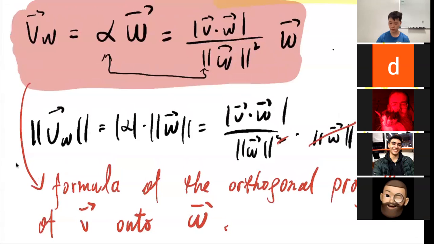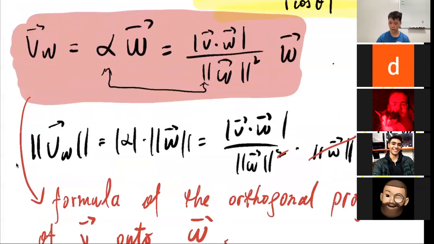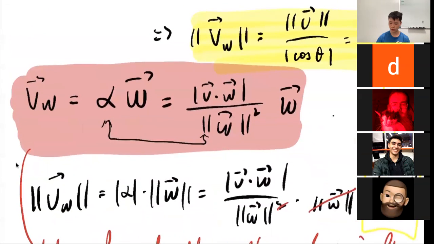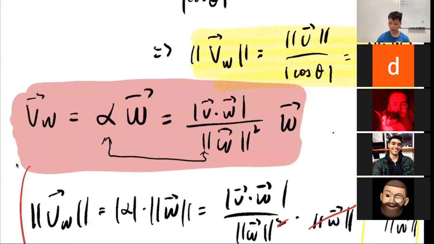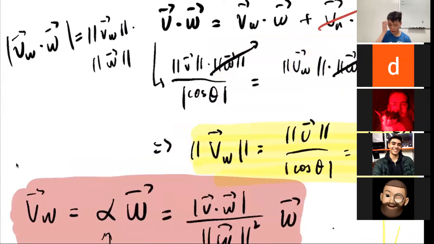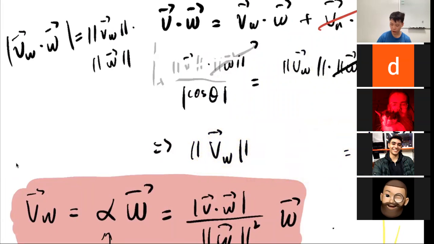Could you scroll up a little bit? I'm kind of confused at the yellow highlighted area. If you can scroll up, how does the magnitude of V over cosine theta turn into V dot W over, actually, length? I think it's a bad idea to throw in the angle parts. Let's leave the angle part alone.